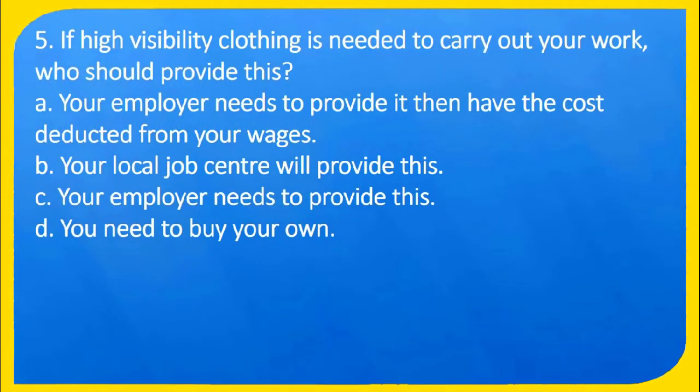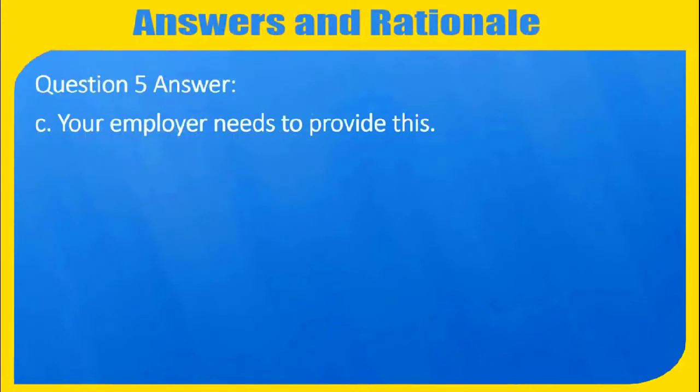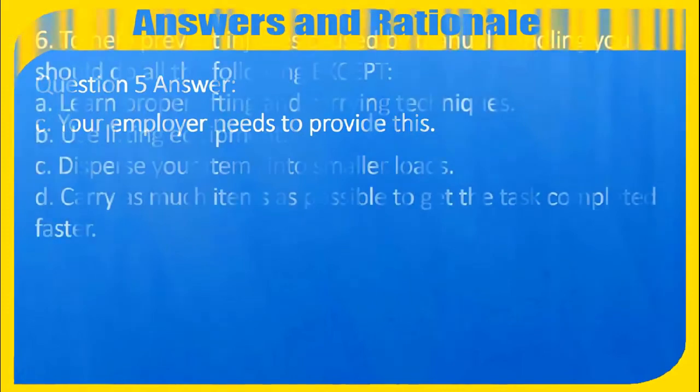Question 5. If high visibility clothing is needed to carry out your work, who should provide this? A. Your employer needs to provide it, then have the cost deducted from your wages. B. Your local job center will provide this. C. Your employer needs to provide this. D. You need to buy your own. Question 5 Answer C. Your employer needs to provide this.